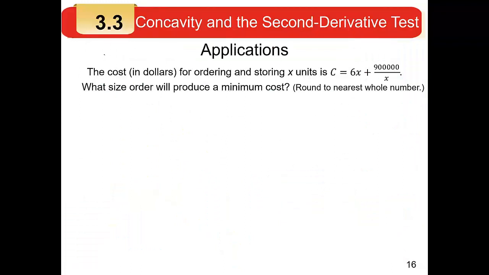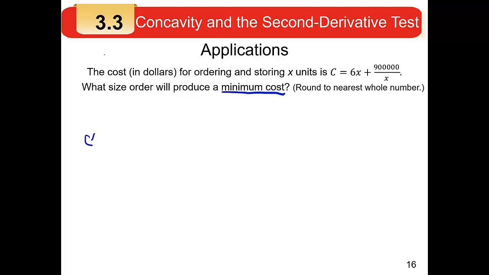I want to end with a couple of application problems, and then it's up to you to go practice this stuff. Suppose the cost, given in dollars, for ordering and storing x units is given by C = 6x + 900,000/x. What size order will produce a minimum cost? And we want to round the answer to the nearest whole number.